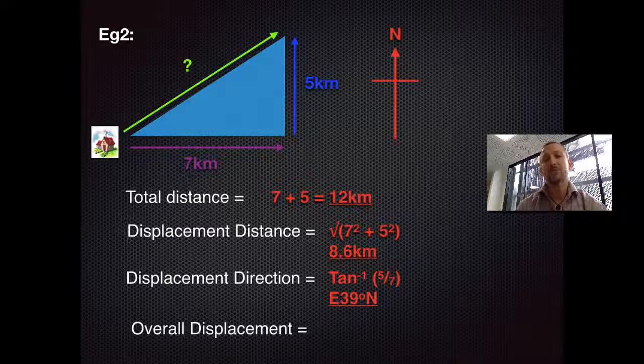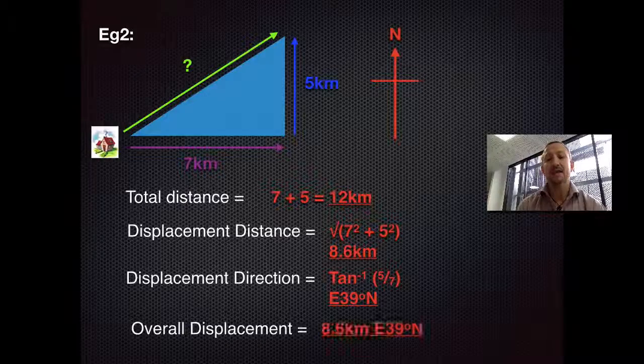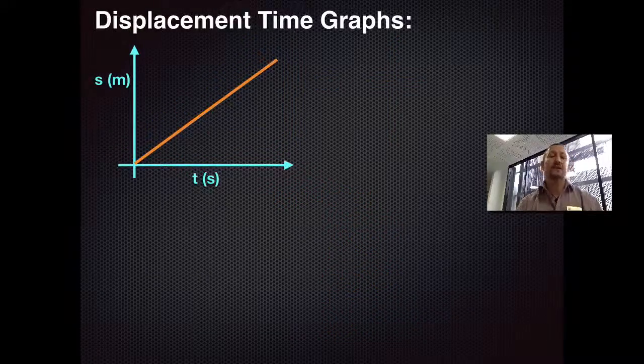So my overall displacement for that journey is 8.6 kilometers east, 39 degrees north. Okay, I hope that makes sense. Now another way that we can interpret displacement is using displacement time graphs.